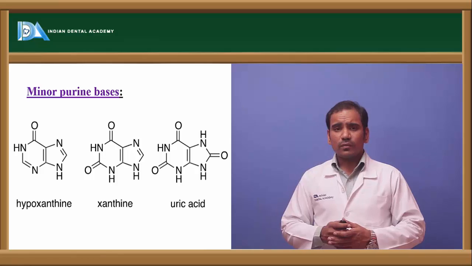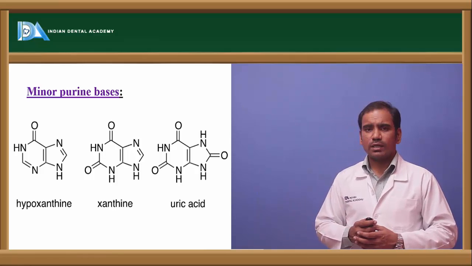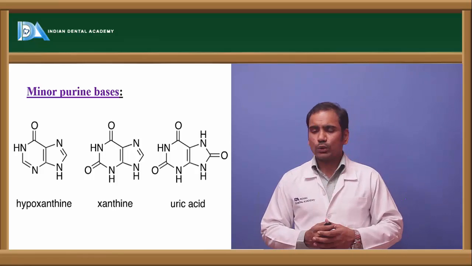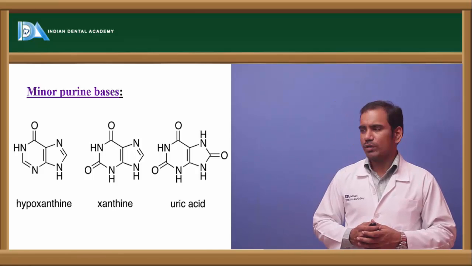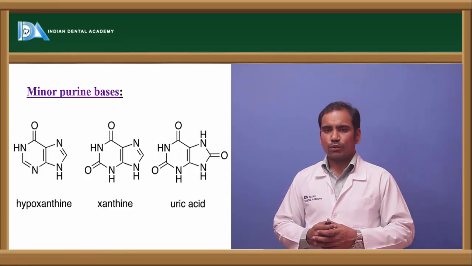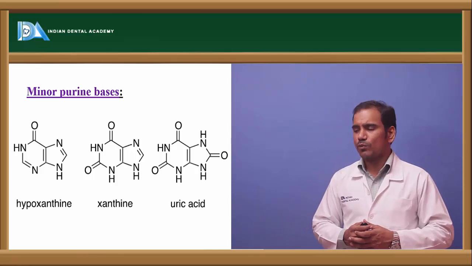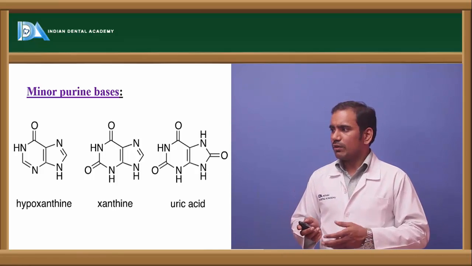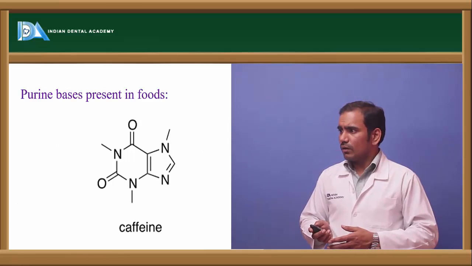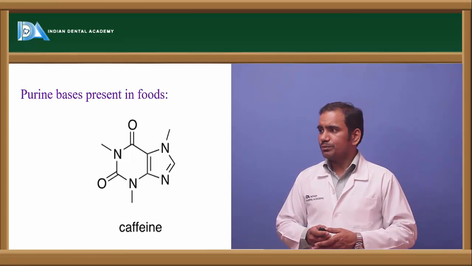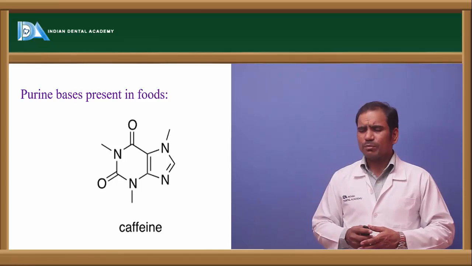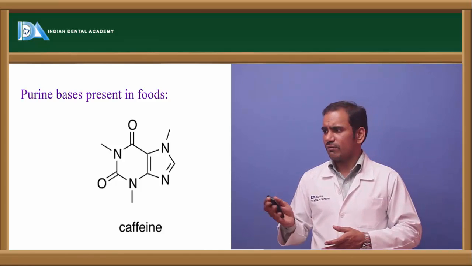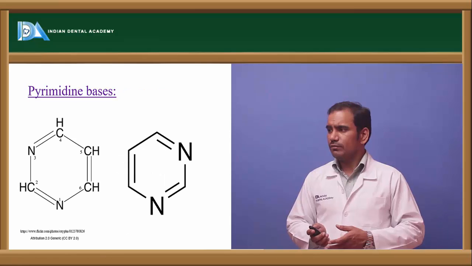And uric acid is a 2,6,8-trioxypurine, as we call it. That uric acid is formed from the catabolism of purines. So that is a type of purine base. Now, there are also some purine bases present in food, that is, caffeine is a purine base.